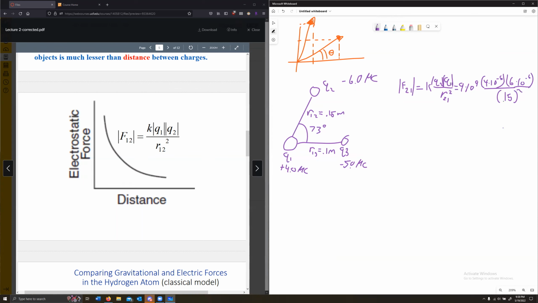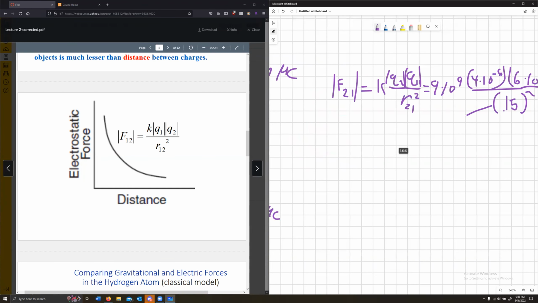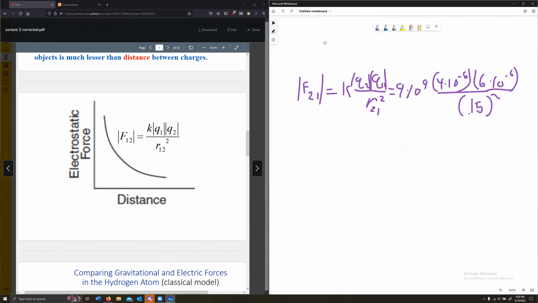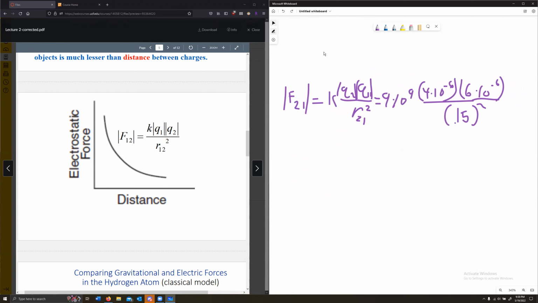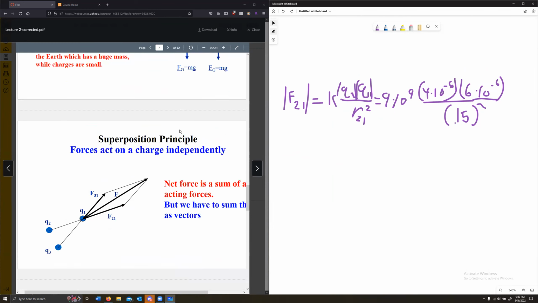Wait, so I can't quite see your math. Oh, never mind, that's my zoom problem. So you're finding F of 2, 1. Yes, the force of particle 2 on 1 is how you want to read that. So that's this right here.